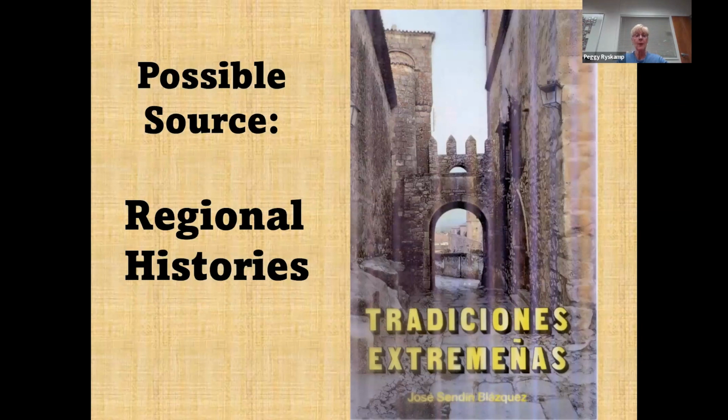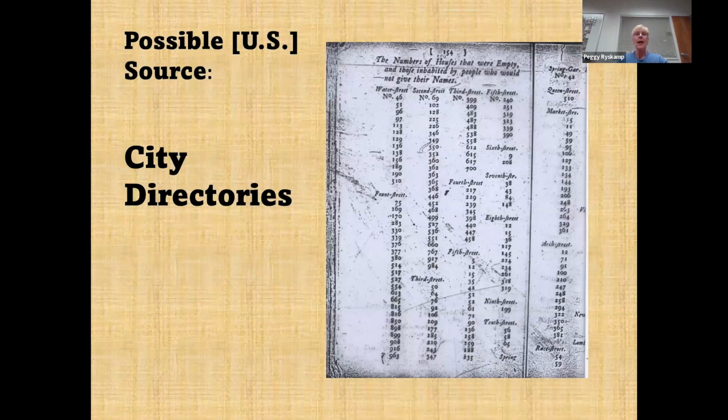Regional histories as well as local histories is a good one. City directories is a United States source, but it's very, very helpful. There's something fun about being able to look up your grandparents or your great-grandparents and see where they lived at a certain time, or maybe the business that one of them had.